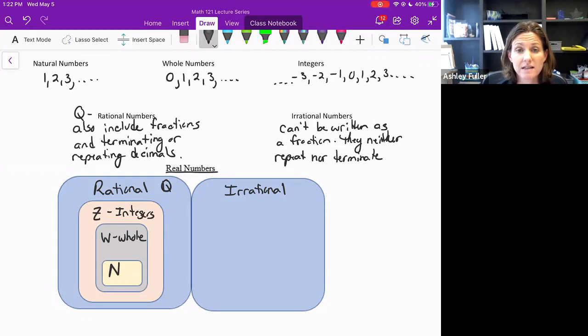Notice that if something is a natural number, it's also a whole, an integer, a rational, and a real. However, if something's rational, it may or may not be an integer, whole, or natural number. Notice something can't be both irrational and rational.